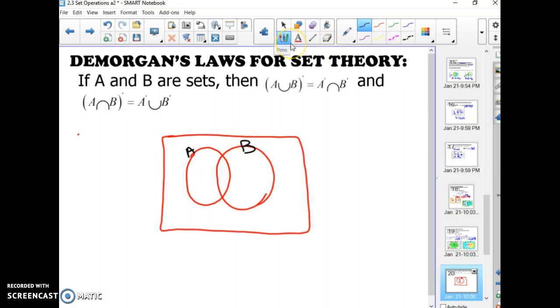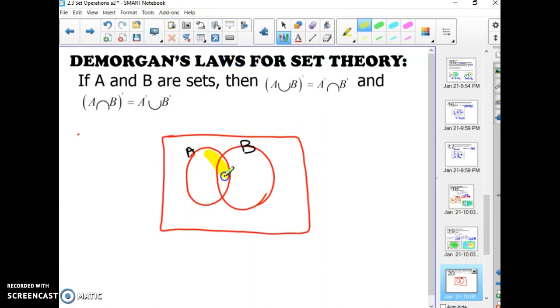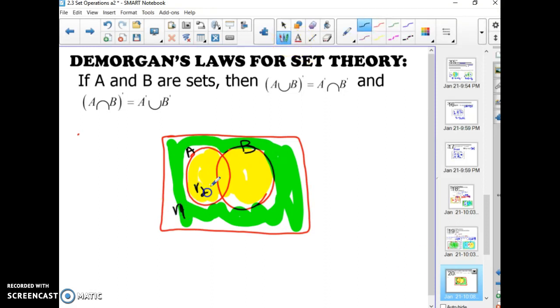So A union B is everything on the inside. So I'm going to highlight. So A union B is everything on the inside, right? And then the complement, so green, right, that's going to be all the region on the outside, right? So if I labeled that region 1, 2, 3, and 4, so region 4, region 1, region 2, region 3, and region 4, this is going to refer to region what? 1.